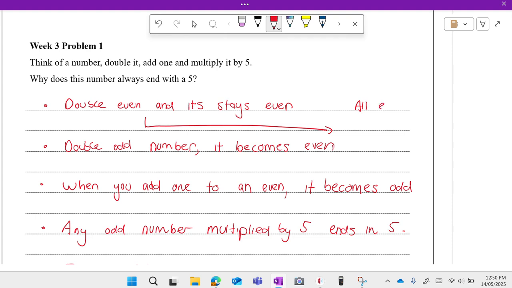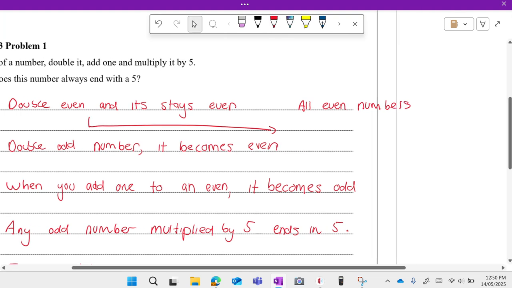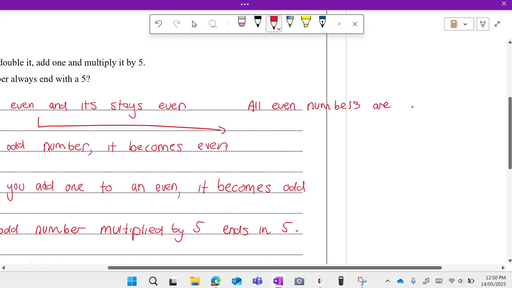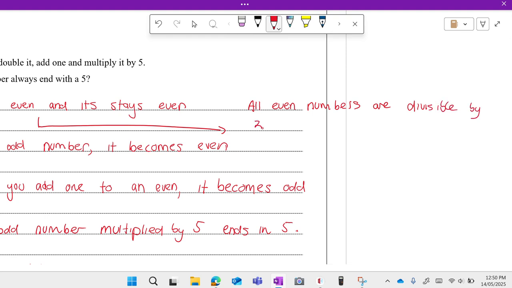All even numbers are divisible by 2. So timesing by 2 makes the number also divisible by 2. Well done, Alex.